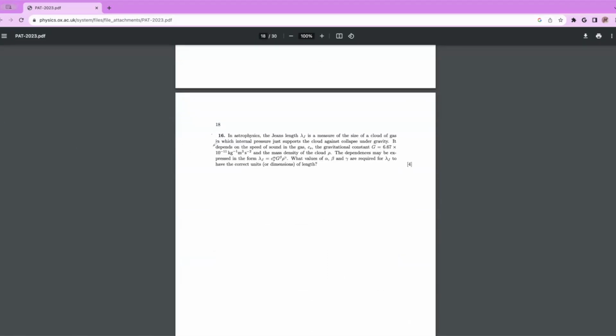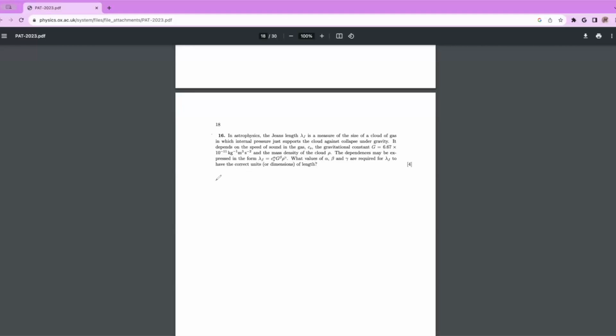Okay, in astrophysics, the Jeans length, lambda j, is a measure of the size of a cloud of gas in which internal pressure just supports the cloud against collapse against gravity. It depends on the speed of sound, cs, the gravitational constant G, and the mass density of the cloud rho. The dependencies may be expressed in the form lambda sub j is cs to the alpha, G to the beta, times rho to the gamma. What are the values of alpha, beta, and gamma required for lambda j to have the correct units of length?